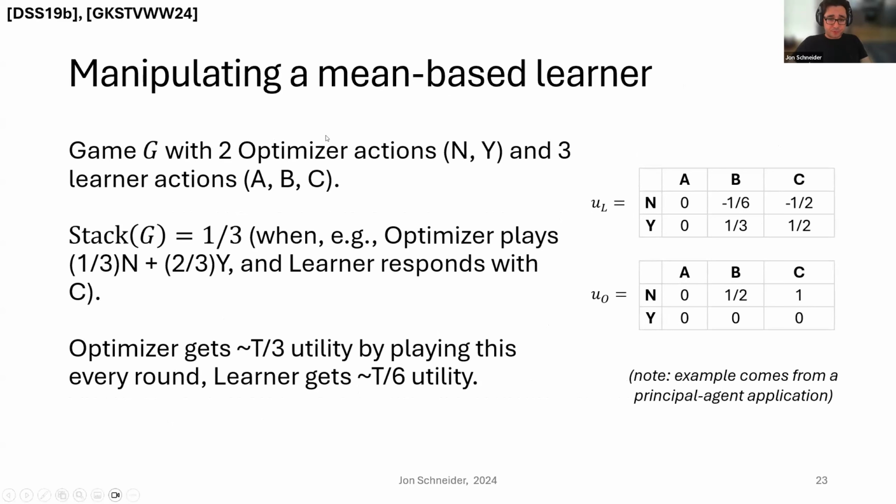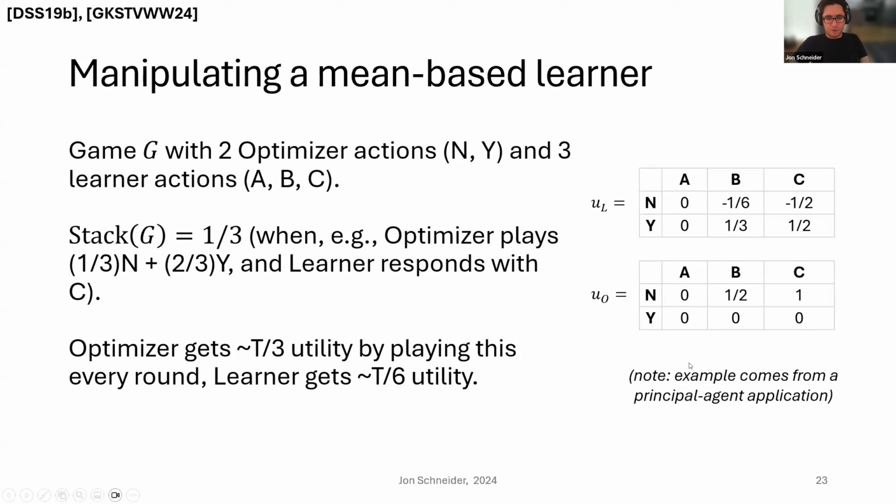So here's a very explicit game with 2 optimizer actions, N and Y, and 3 learner actions, A, B, and C. You can check, in a small computation, that the Stackelberg value of this game is 1/3. The optimizer can play something like 1/3 of N plus 2/3 of Y, and the learner will best respond by playing C. If the optimizer does this, for all capital T rounds they'll get something like T/3 utility, and the learner will get something like T/6 utility.